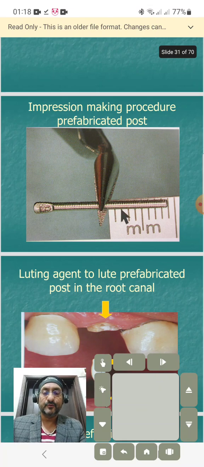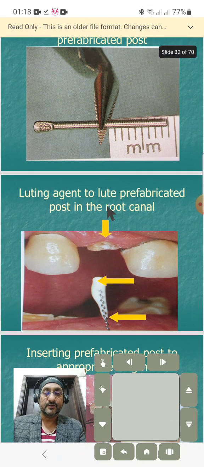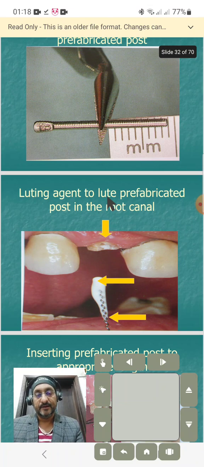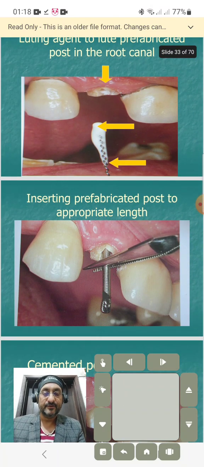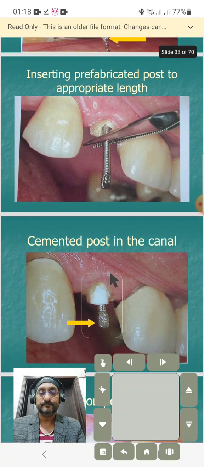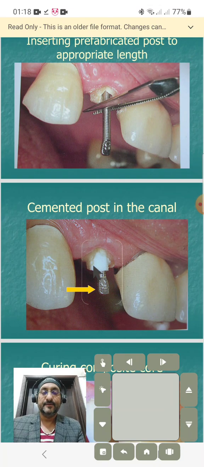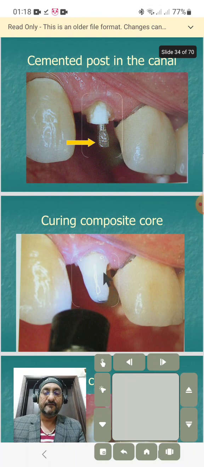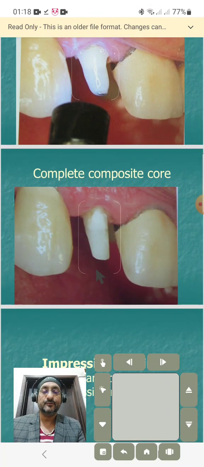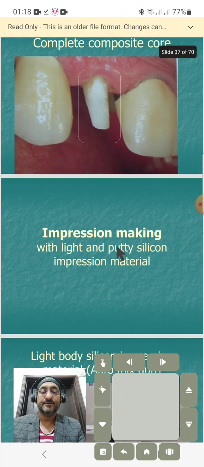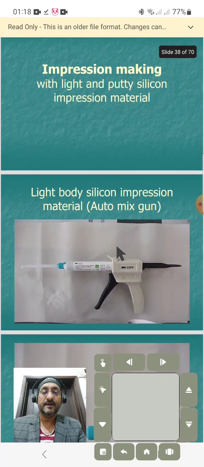In prefabricated posts we select the post initially, and we put the luting agent and the post inside the canal. Here you can see the cemented post in the canal. These are prefabricated posts, and then we do the core buildup, and then we finish the preparation, and we take an impression with the help of light body silicone.